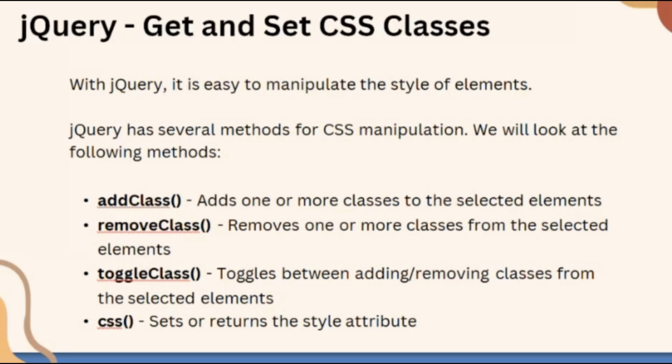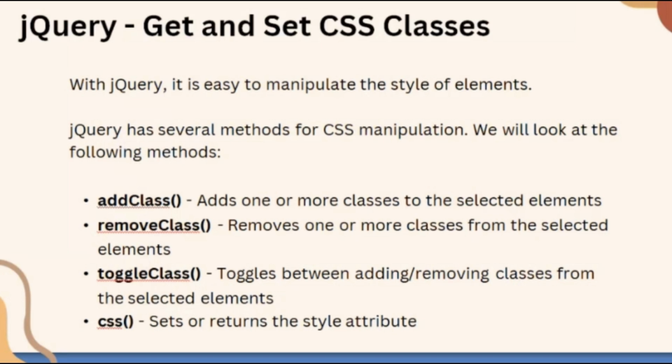So in jQuery, we have several methods for CSS manipulation, but we'll be learning these four major methods. One is the addClass method, the removeClass method, the toggleClass method, and the CSS method. The addClass method is used to add one or more classes to a selected element. removeClass is used to remove one or more existing classes from a selected element.